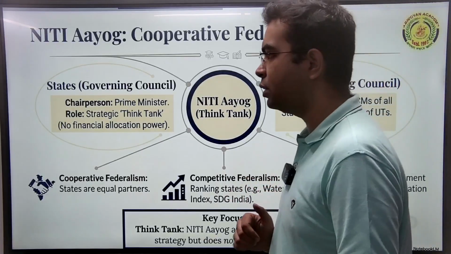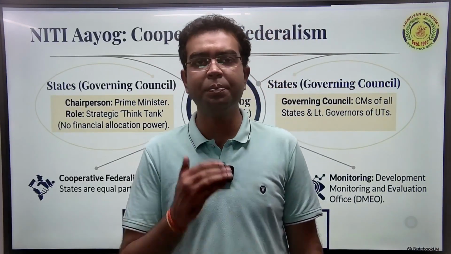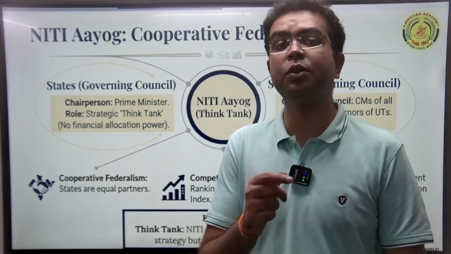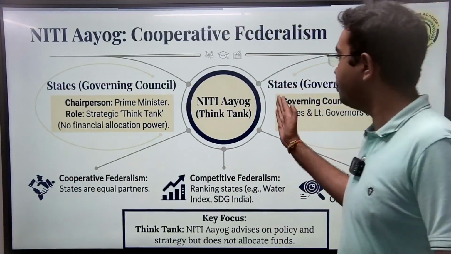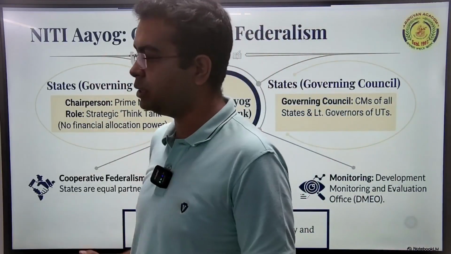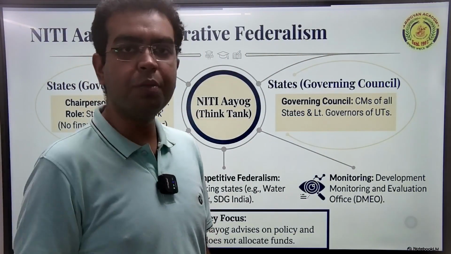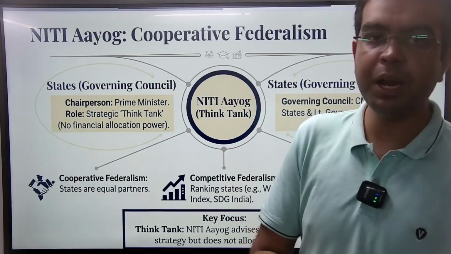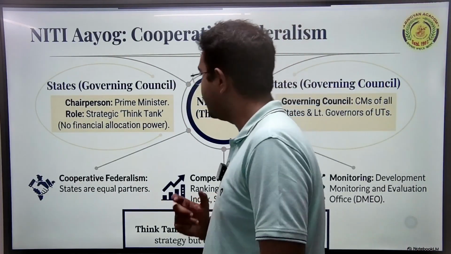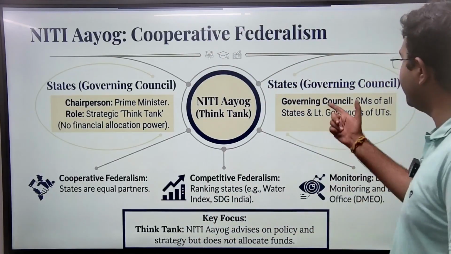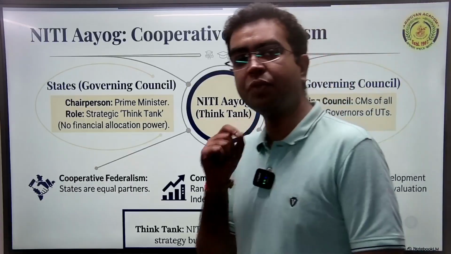So now NITI Aayog does have the planning power just like Planning Commission, but the difference is that Planning Commission had the power of financial allocation as well. NITI Aayog does not have that. NITI Aayog will forward the policies or the strategies to the government of India, and the government will decide on which plan how much to allocate. Now, other than that, NITI Aayog also has a governing council. Who's there in the governing council? The chief ministers of all the states.